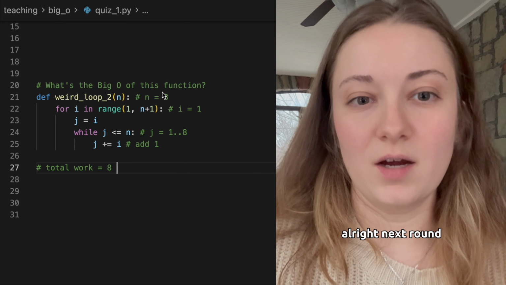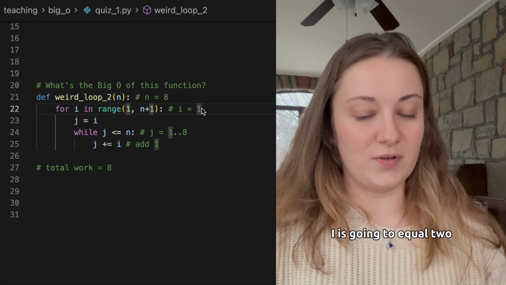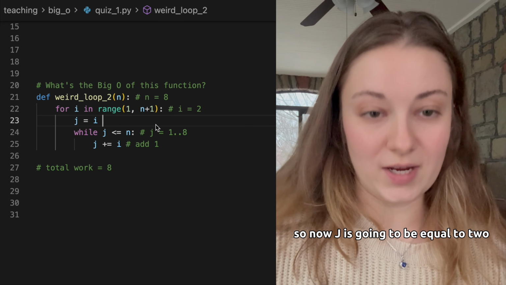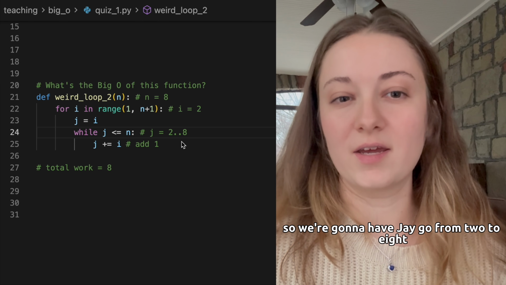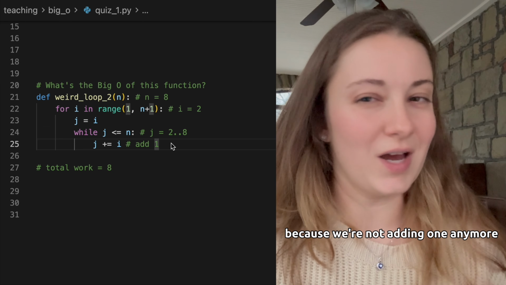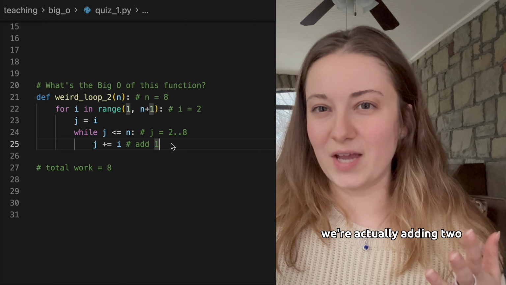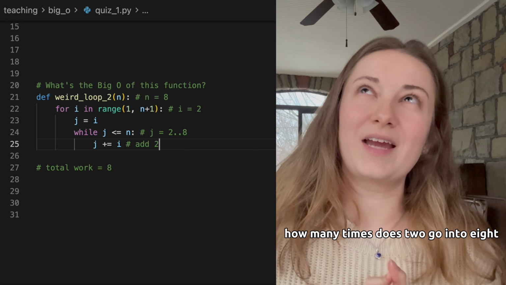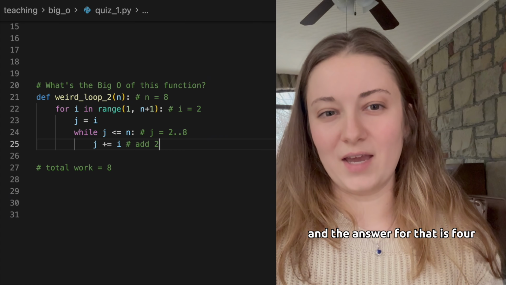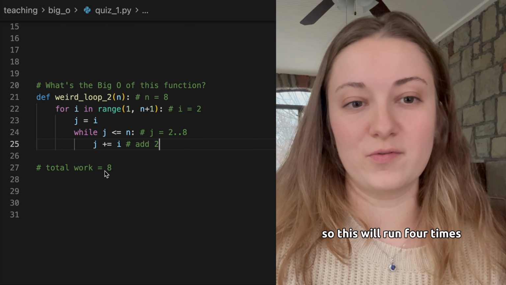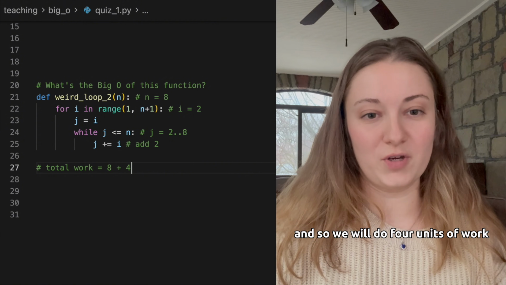Okay, cool. Next round, i is going to equal 2. So now j is going to be equal to 2, and j goes from 2 to 8. But how many times does this run? Because we're not adding 1 anymore, we're actually adding 2. It's like, how many times does 2 go into 8? The answer is 4. So this will run 4 times, and we will do 4 units of work.